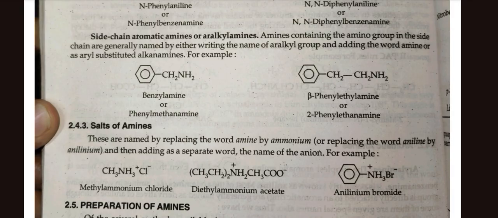Side chain aromatic amines, or aralkyl amines. The amines containing the amino group in the side chain are generally named by either writing the name of the aryl group and adding the word amine, or as substituted alkylamines. For example, benzylamine or phenylmethanamine, beta-phenylethylamine or 2-phenylethanamine.